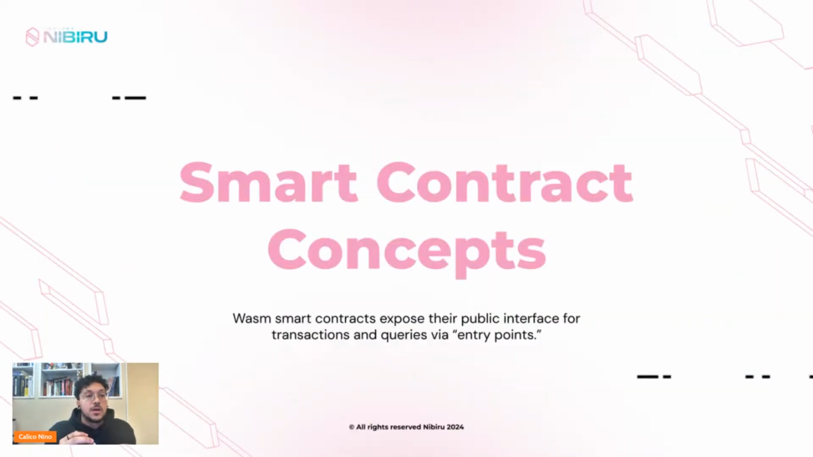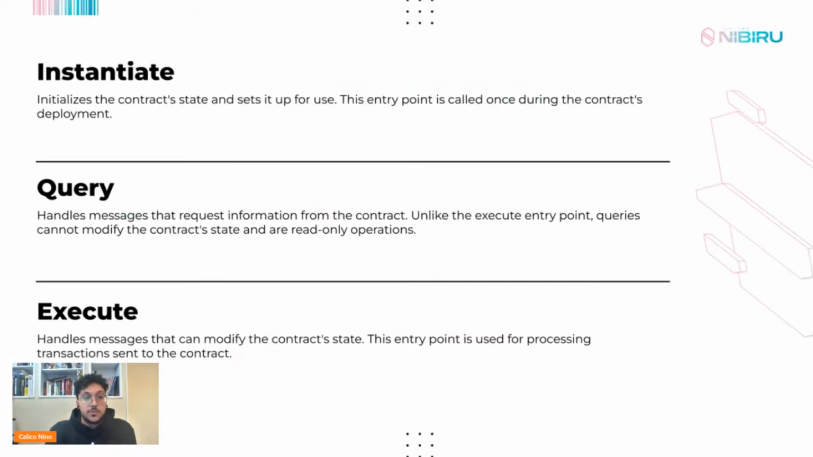Now, let's go over some core concepts for smart contracts on WASM. The main three entry points are instantiation, query, and execution. Instantiation is the entry point that is called when a smart contract is first deployed. After the smart contract is stored onto a chain, it needs to be instantiated, which initializes the contract state so it can perform any necessary steps. For example, it can set up initial variables, define initial permissions, or initial state values, which we will see at the end of the demo.